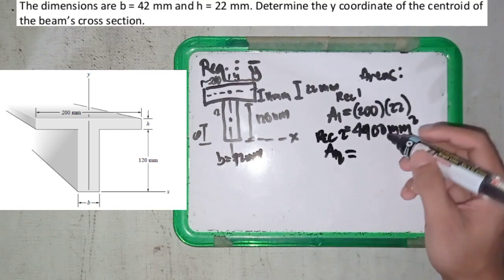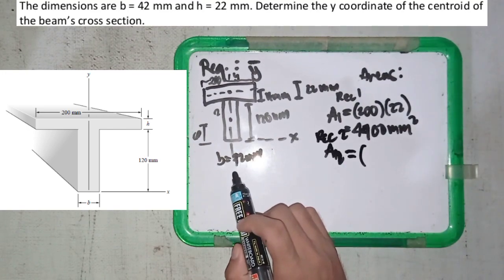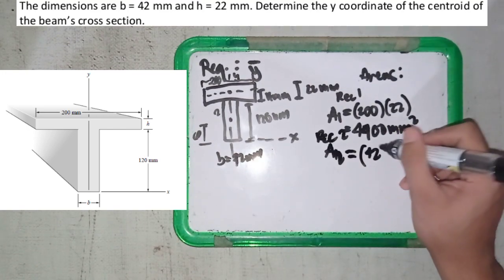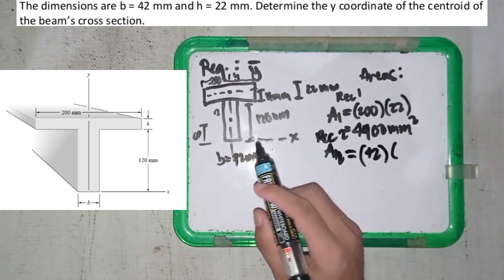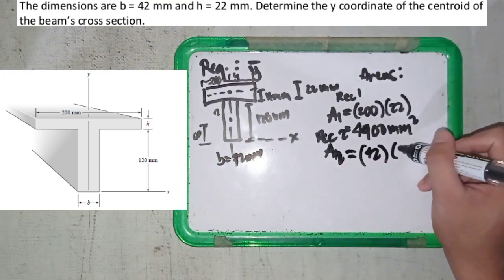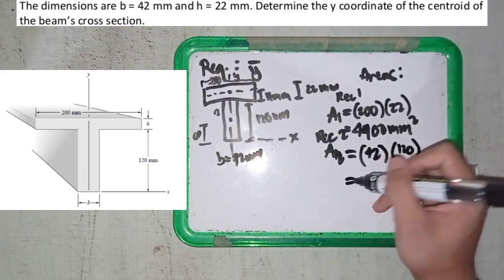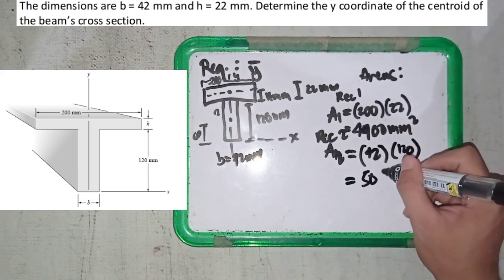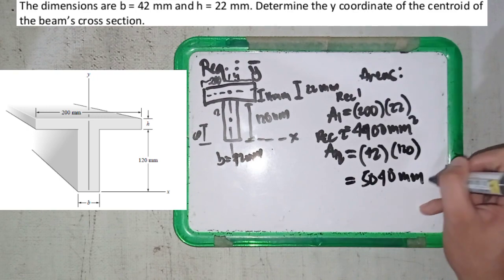The base is 42 millimeters times the height of 120 millimeters. So we have here 5,040 millimeters squared.